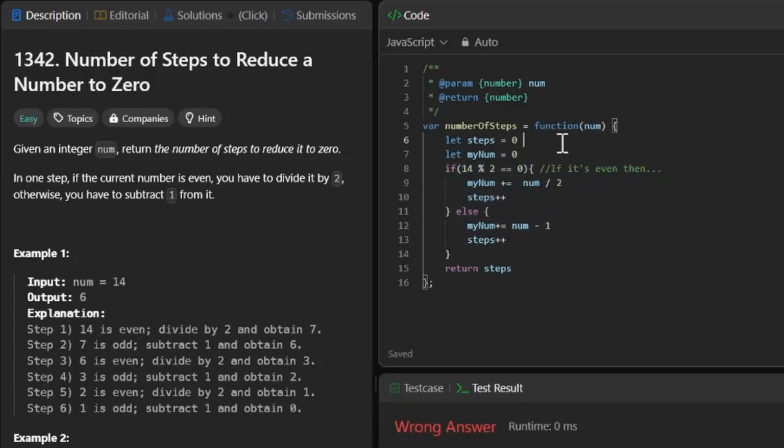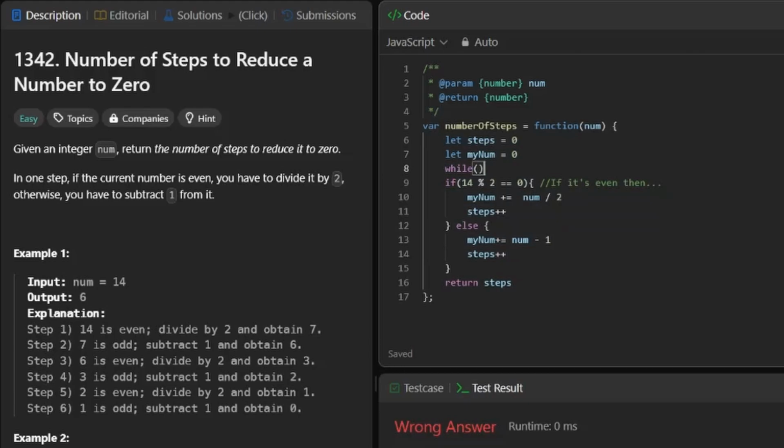We only do this once. We need to put it inside of a while loop, so it will repeat until we want it to stop repeating. So we can do this with a while loop. While num is greater than 0, and then 14 divided by 2, 14, where did that come from? If num percent 2 equals 0, else, and all of this while num is greater than 0.